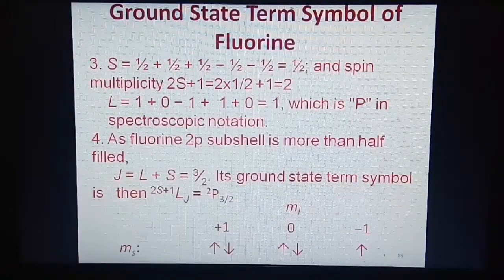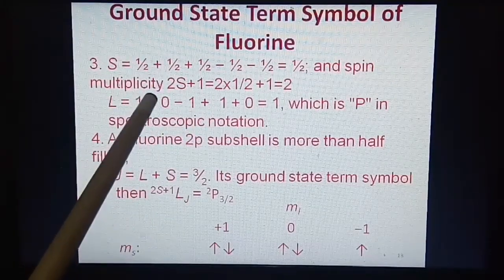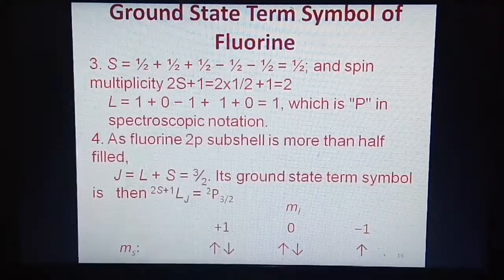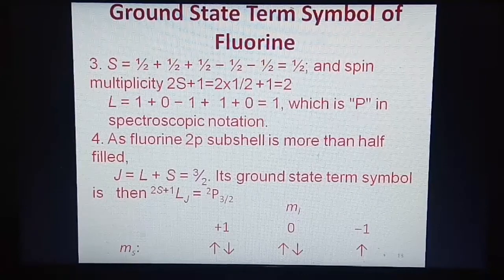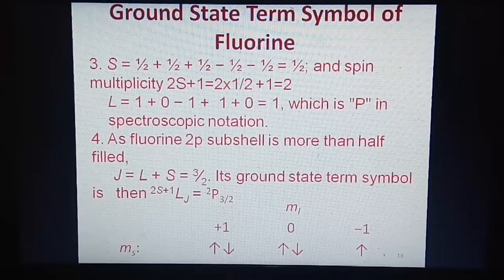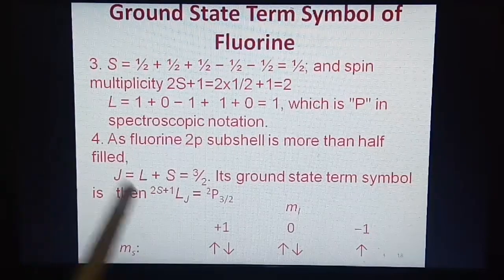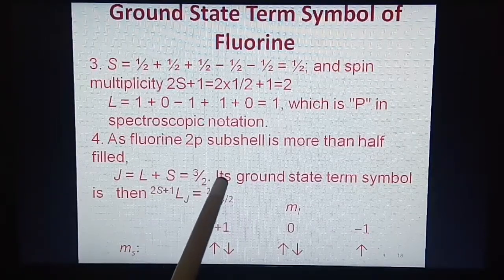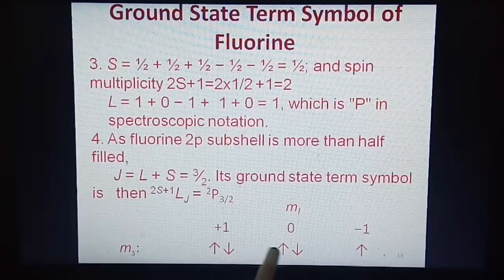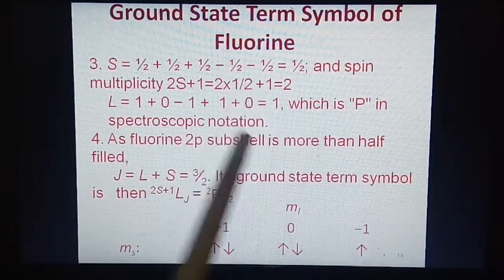that is equal to 2. L is equal to, for 1, 0, minus 1, 1 plus 0 is equal to 1, which is P in the spectroscopic notation. As the fluorine 2p subcell is more than half filled, J is equal to L plus S, that is 3 by 2. Its ground state term symbol is then 2S plus 1 LJ, that is equal to 2P 3 by 2. Here these are the 5 electrons: 2 in plus 1, 2 in 0, and 1 electron in minus 1.